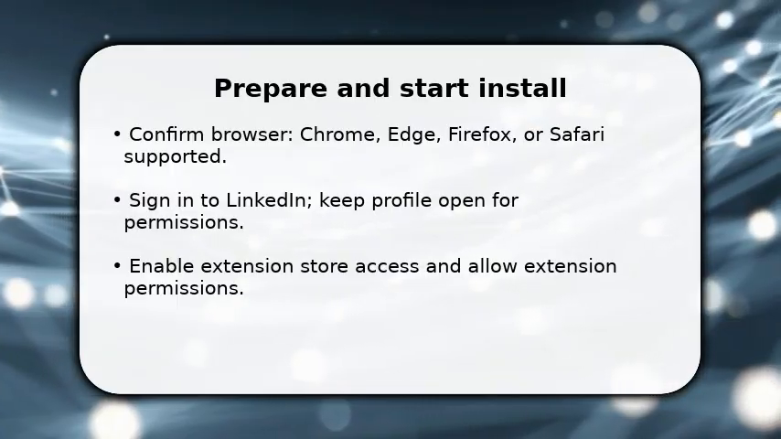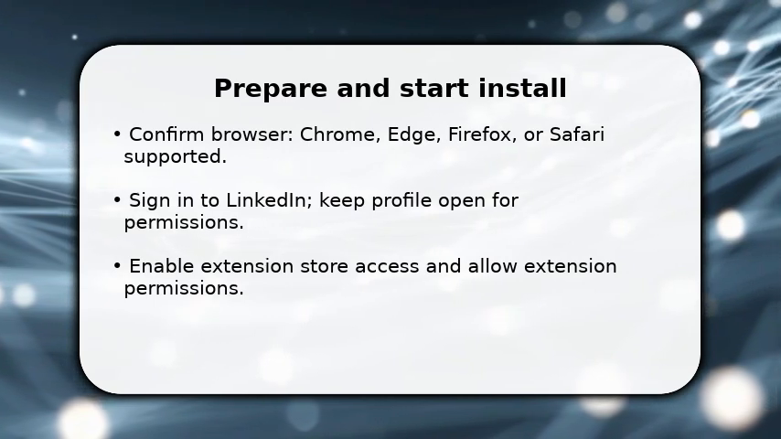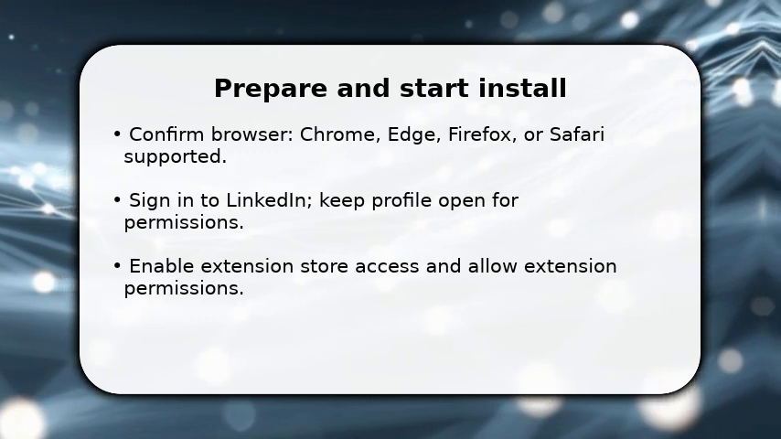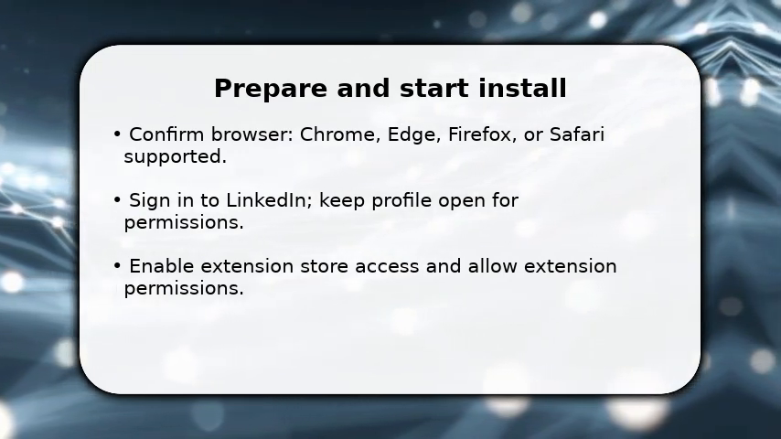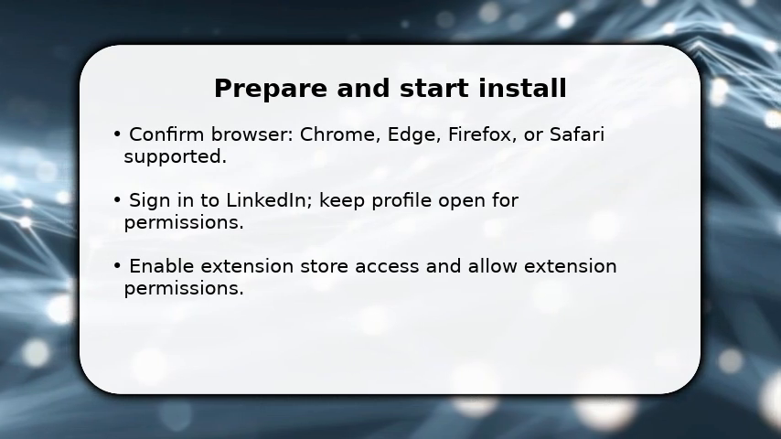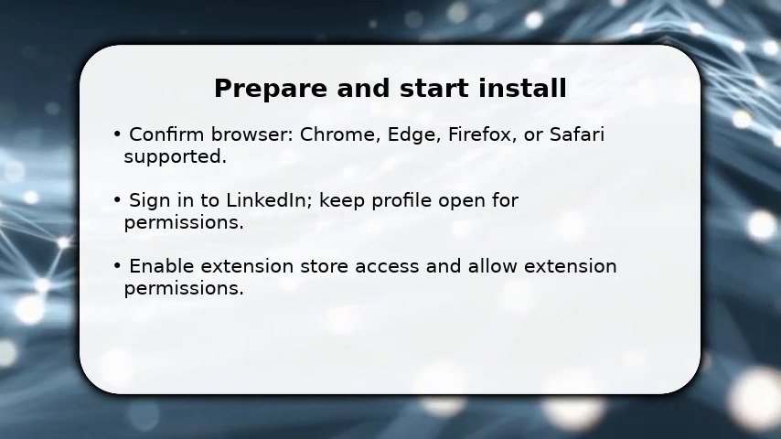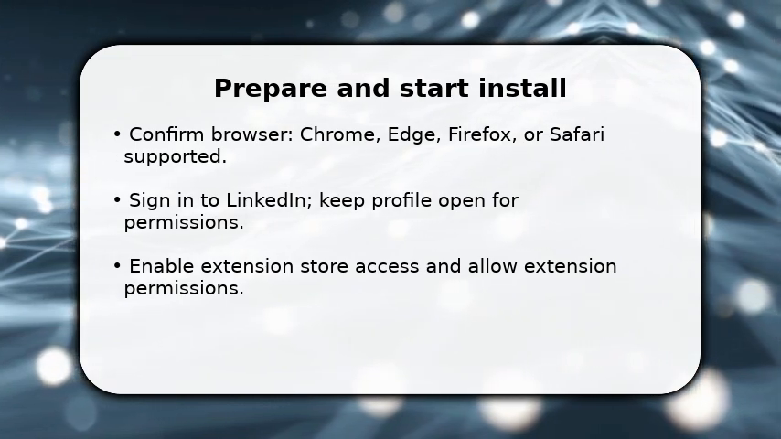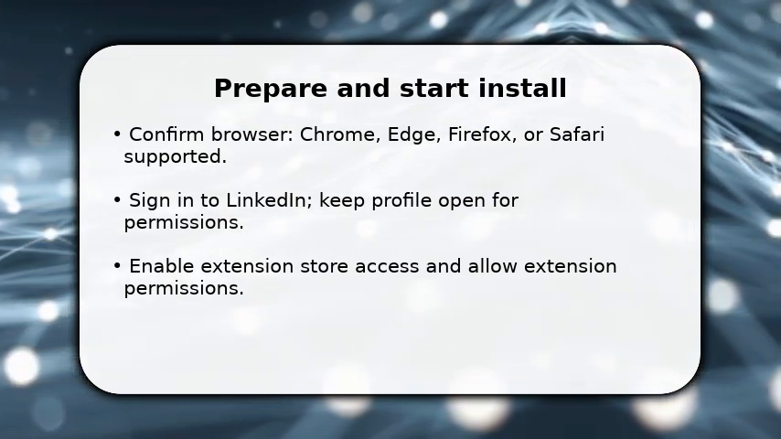You begin by confirming the browser and signing into LinkedIn so the extension can integrate with your account. Open your browser extension store and search the extension name. This is the fastest path to install. Click Install or Add to Browser, then grant the minimal permissions requested: LinkedIn access, notifications, or web pages.